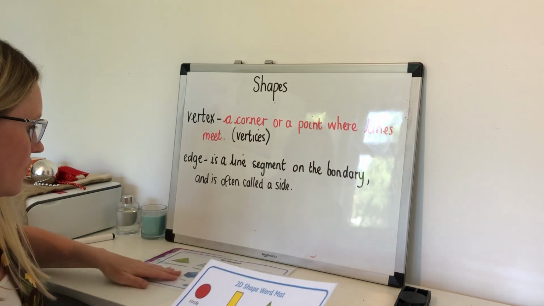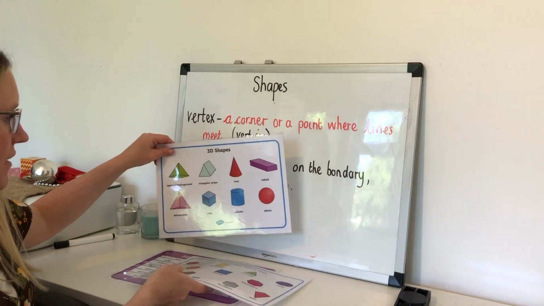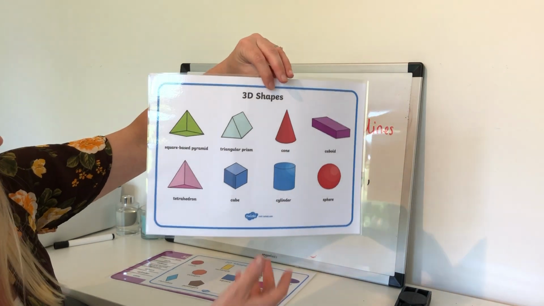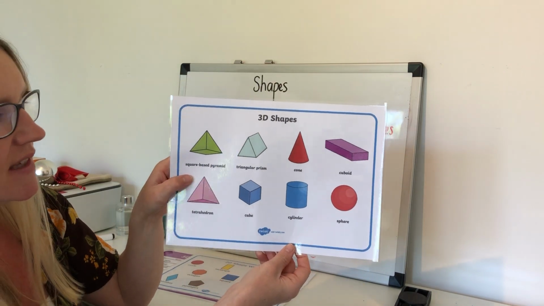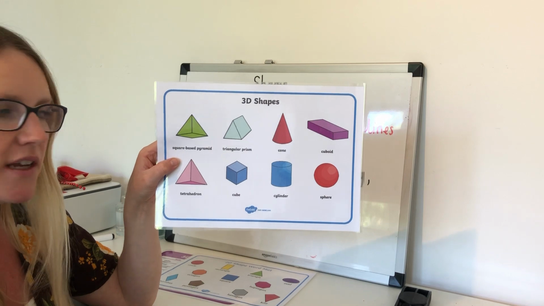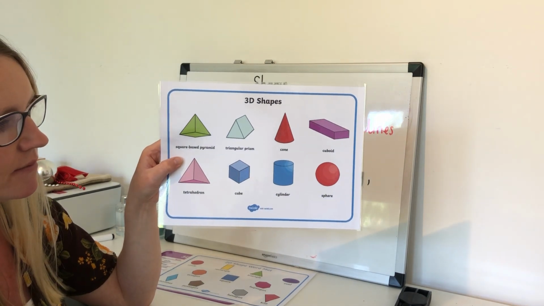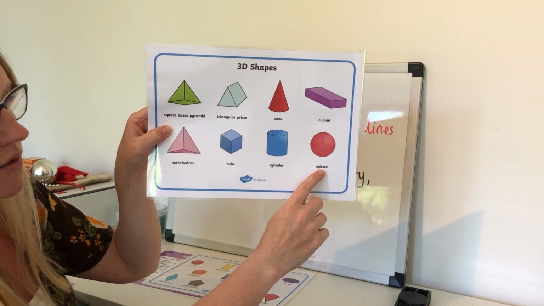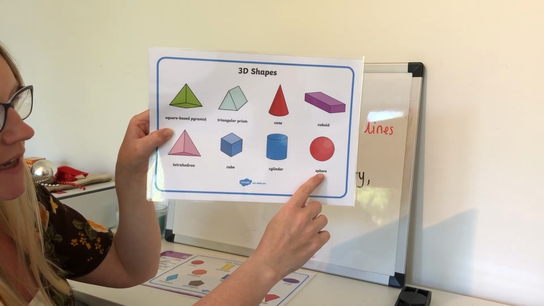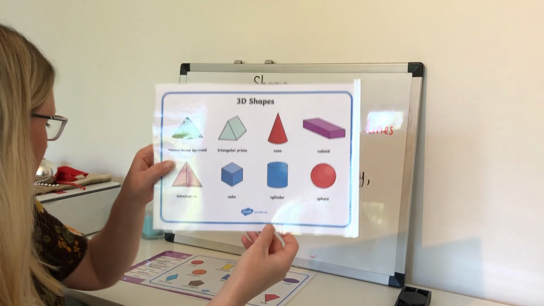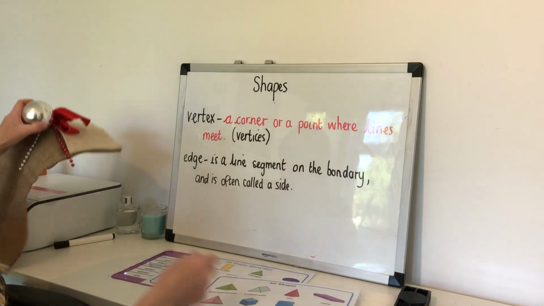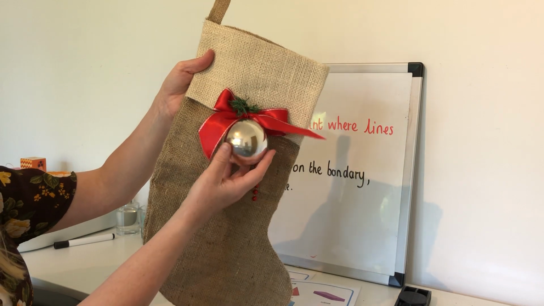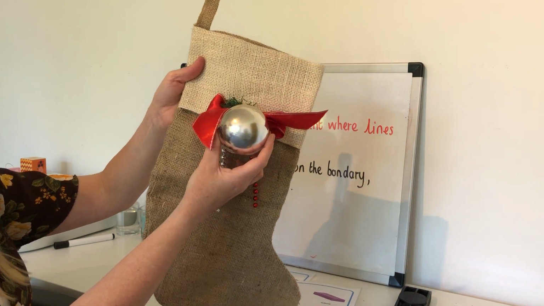Right, we're going to move on now to our 3D shapes. What we're going to do is look at some real objects that look like 3D shapes. So I'm going to put your attention on this one first here, which is a sphere. And I've actually found this Christmas decoration that I had in my cupboard. And this bauble is actually the shape of a sphere.